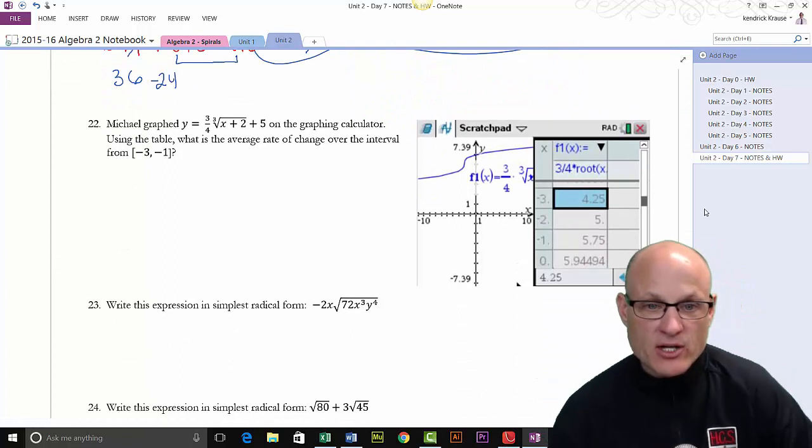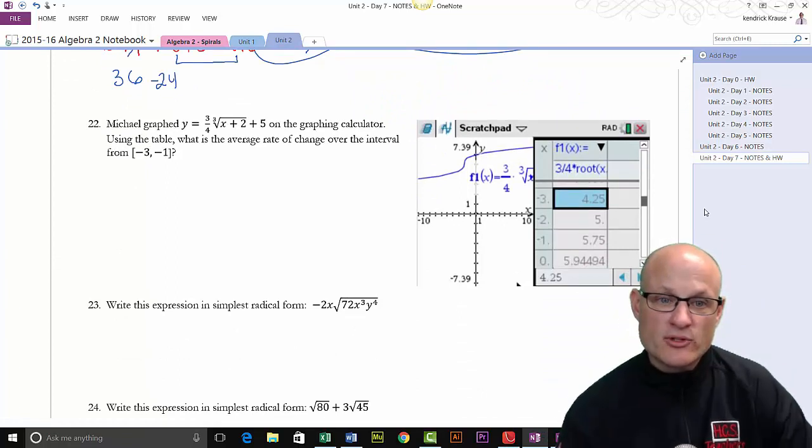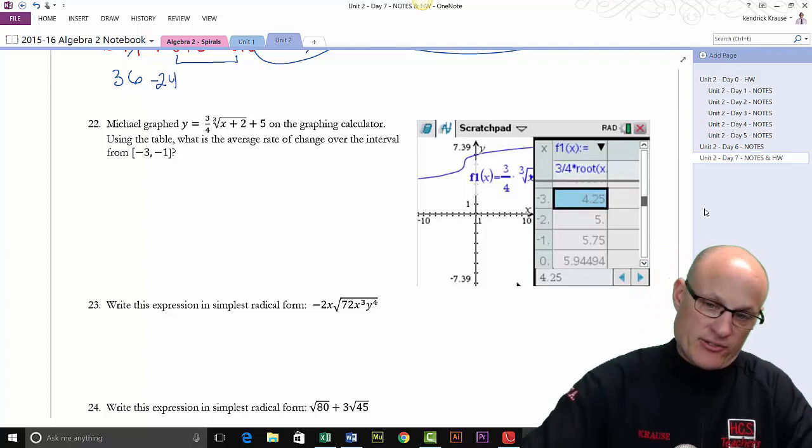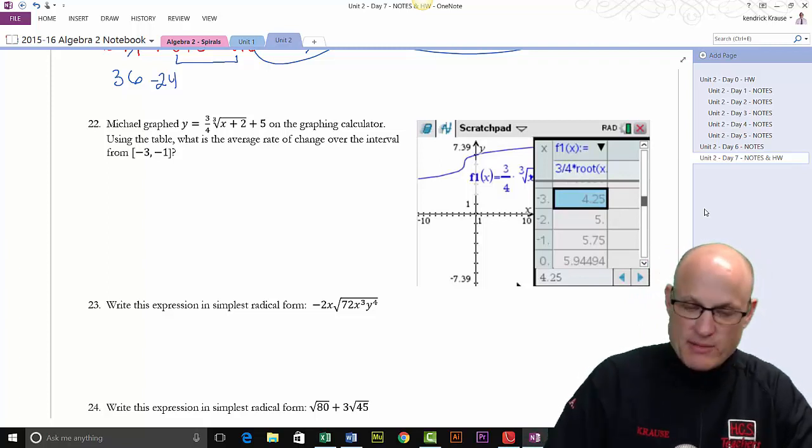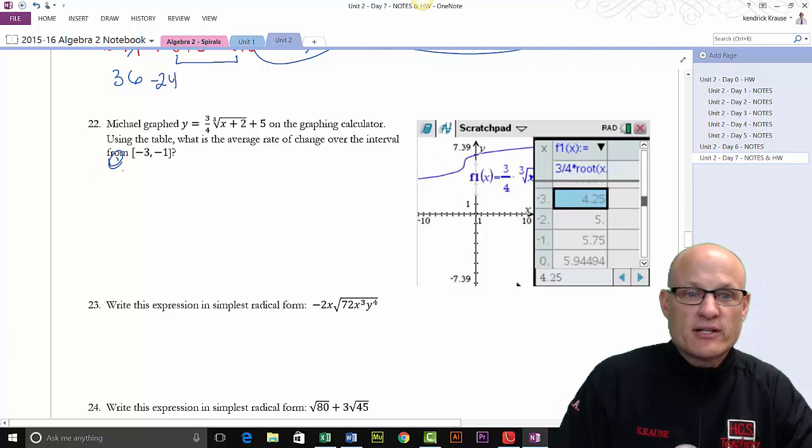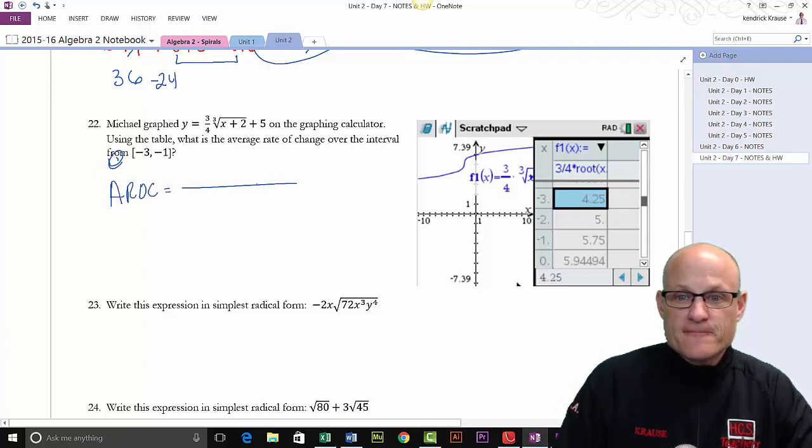Michael graphed that equation on the calculator using the table. What is the average rate of change over the interval from -3 to -1? So we're going to use the table there. So that already gives us the function values. Remember, we're going to do the functions on top, or the y values on top. So average rate of change over that interval is going to be, at -1, it's 5.75 minus 4.25 all over -1 minus -3.